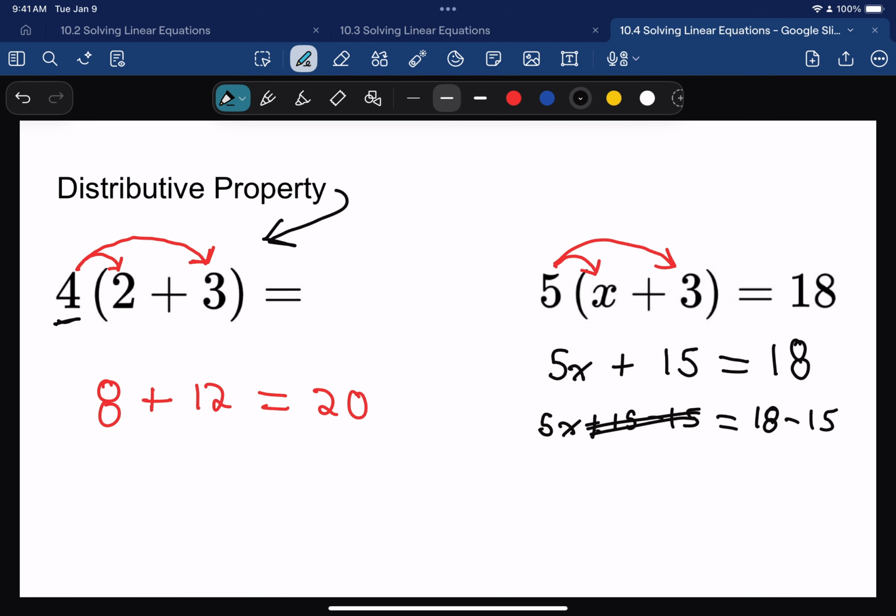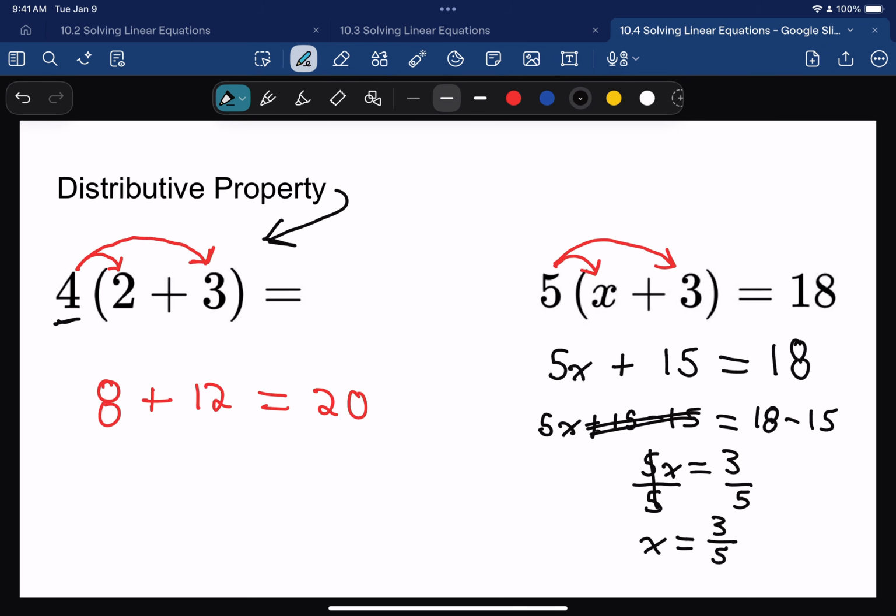Okay, and we know that if we're adding 15 and then we're subtracting 15, these are going to cancel each other out, right? Because it's the same thing. It would equal 0. So now we have 5x equals 18 minus 15 is 3. Now we're going to have our 5x equals 3. So if we want to figure out what x is, we now need to divide, do the opposite operation of the multiplication here. So we would divide by 5 on this side, divide by 5 on this side. These would cancel each other out, and we would be left with x equals 3 divided by 5.